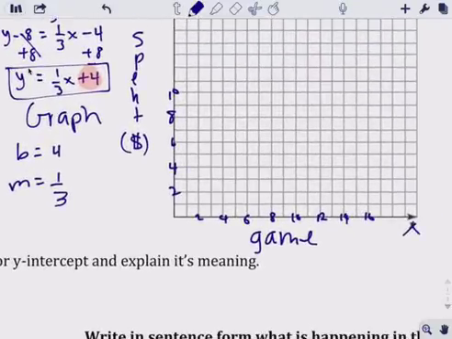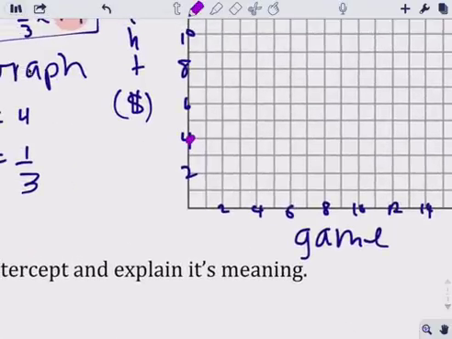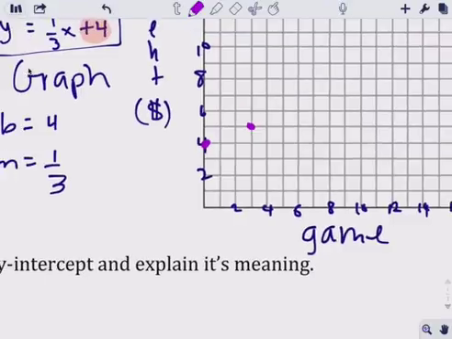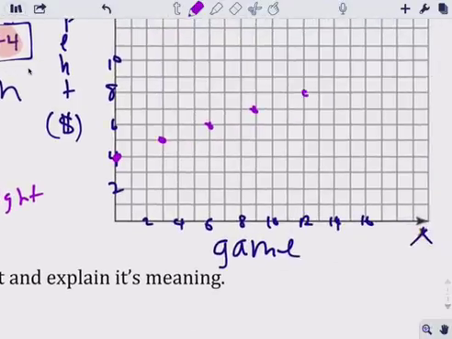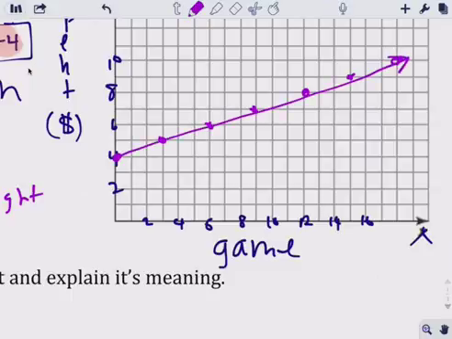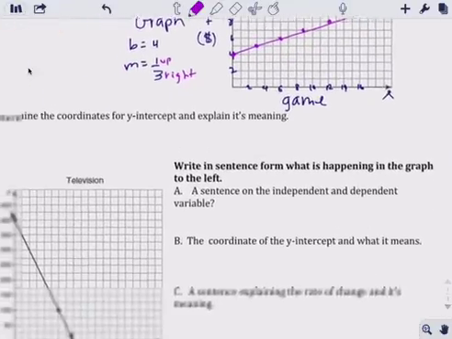So you start at 4 and you go up 1 over 3, up 1, right 3. Okay, up 1, right 3, and repeat. All right, and that's how your graph goes.